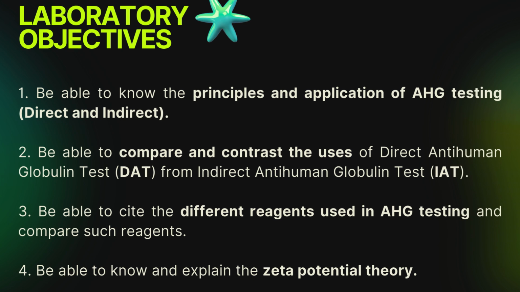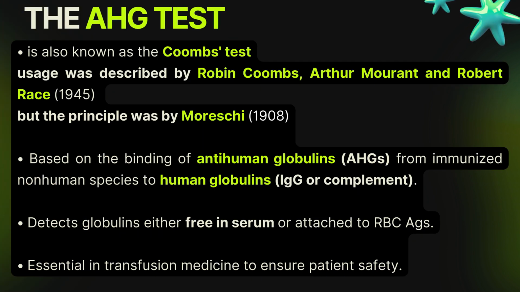Then, you'll also explore the various reagents used in AHG testing and how they differ from one another. This knowledge is crucial for the accuracy of test results. And finally, we'll cover the zeta potential theory, which is an important concept to grasp the interactions within AHG testing. Mastering these objectives will greatly enhance your proficiency in laboratory diagnostics.